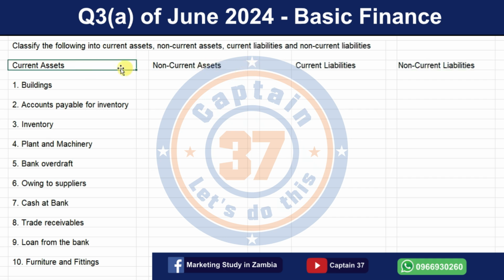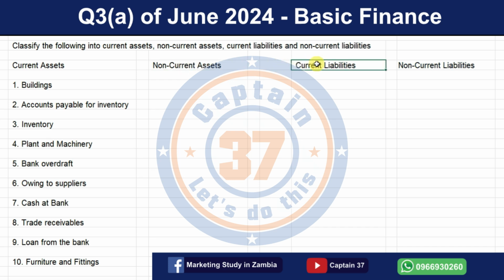Just for us to be clear, current assets refer to the assets that are expected to be converted into cash or used up within 1 year. A non-current asset is an asset that can provide the business with economic benefit for more than a year.